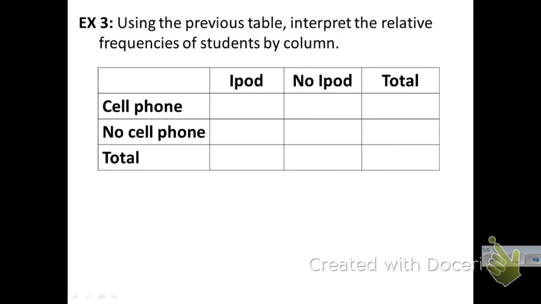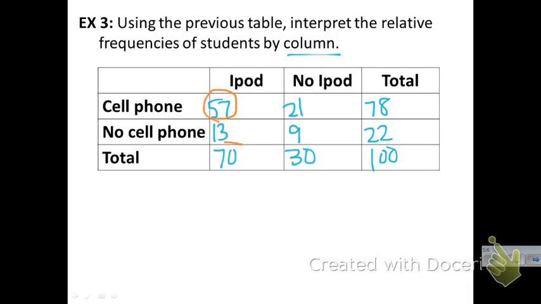Okay, example 3, we're going to use the same table, so we're going to get some similar answers, but this time we're going to interpret by column. Because we're going to go by column, we're going to take our relative frequency, which takes a subtotal over a total. So notice that we're doing columns now instead of rows. I take this 57 over 70, which is 0.81. Then I would also take that 13 over the 70, or I could say, these two have to add to be 1, so this has to be 0.19.